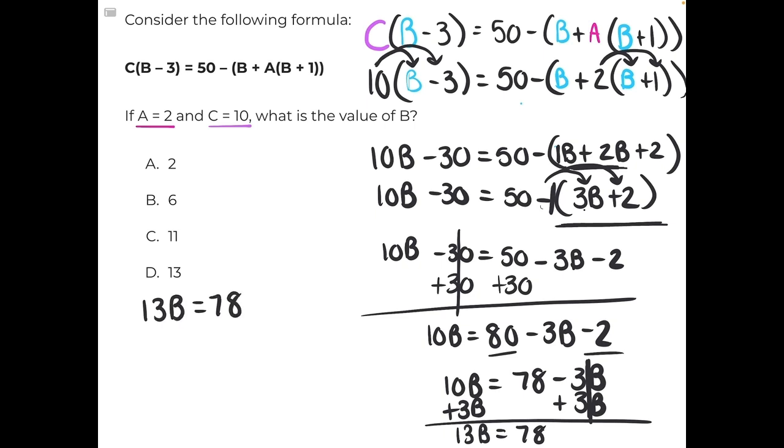The last step here, 13 is being multiplied to B. So to isolate B, we need to divide both sides by 13 because that is the opposite of multiplication. 13 divided by 13 just gives us 1, which leaves us with B equals. Now I don't know how many times 13 can go into 78 offhand. It's not a common multiple we work with. So let's see if we can use process of elimination to help us solve the rest of this problem.